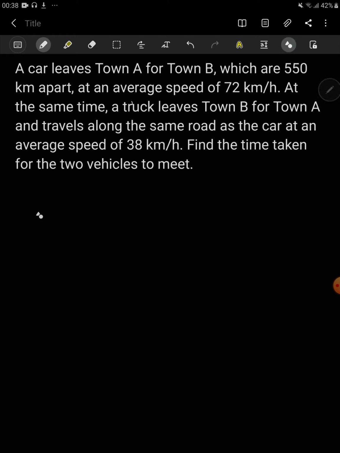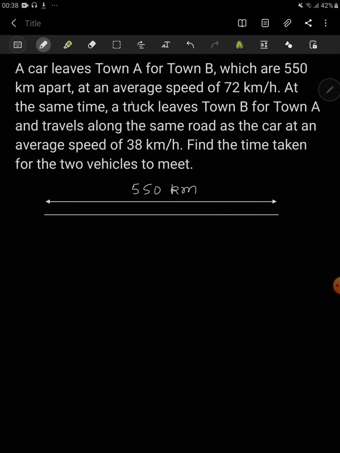Again, in this case, first thing is we make the timeline. Now we know the distance between the two towns is given as 550 kilometers. From here the car is starting, town A, and from here the truck is starting, that is town B. I am showing it pictorially. You can just simply write truck and car. No issues. So this is town A. This is town B.